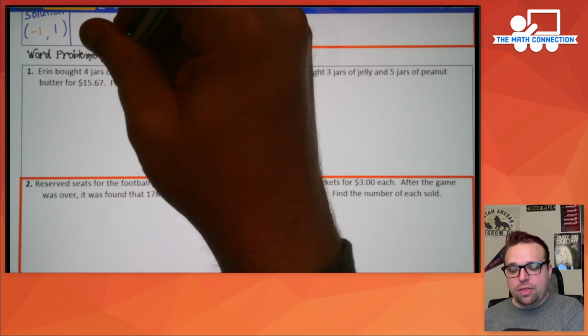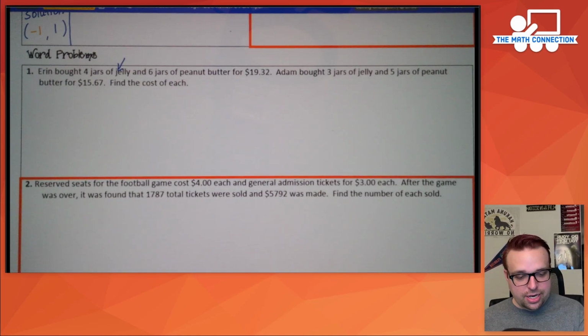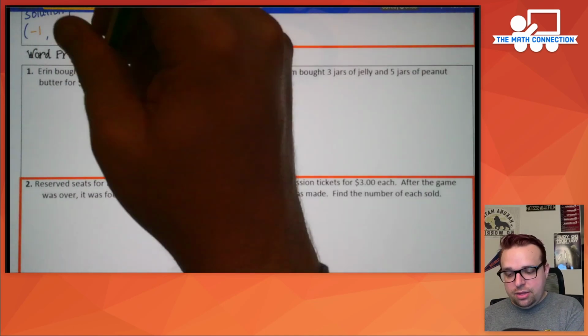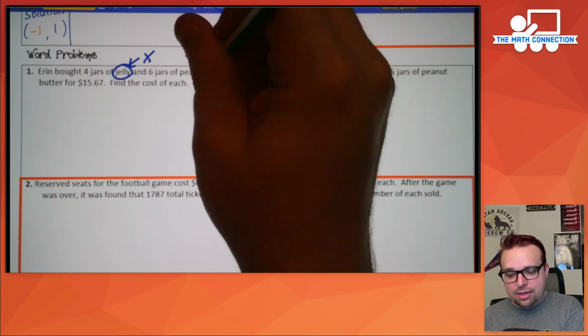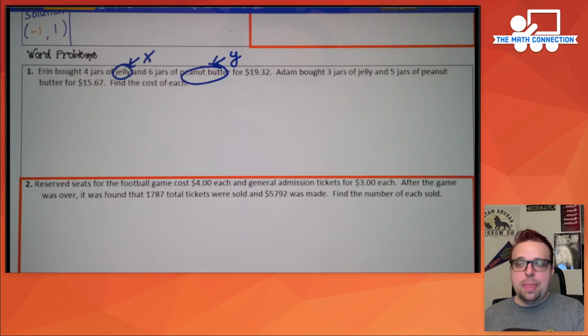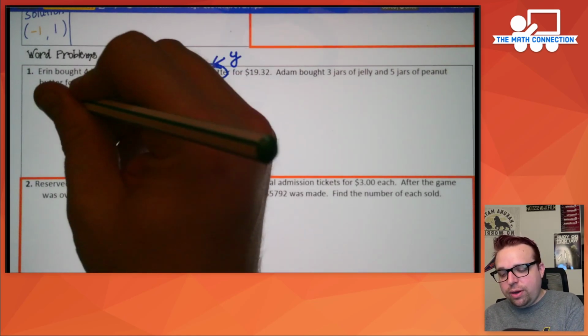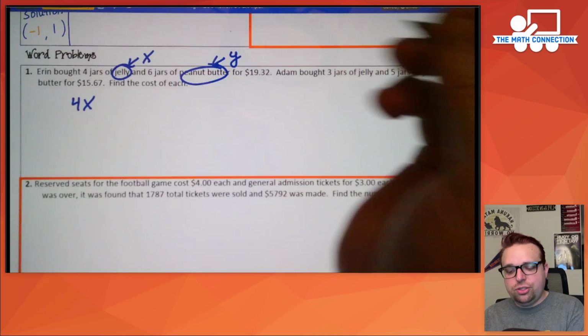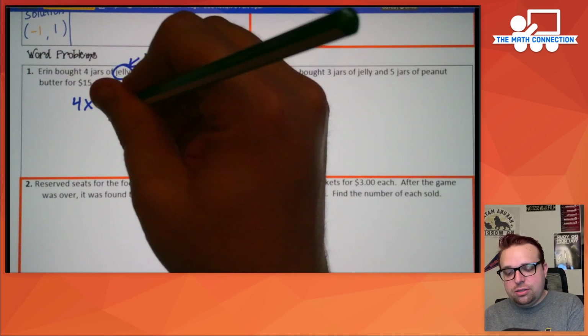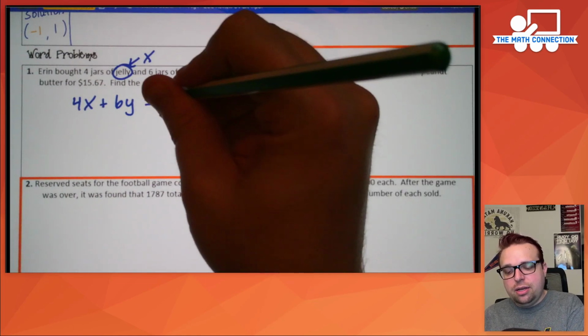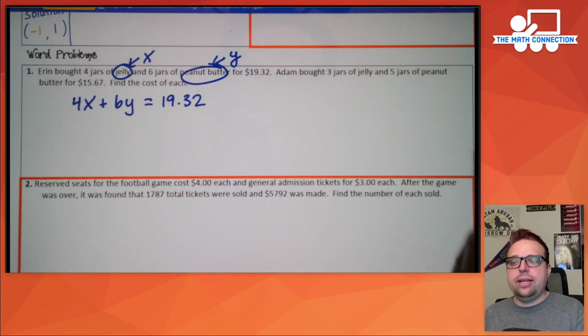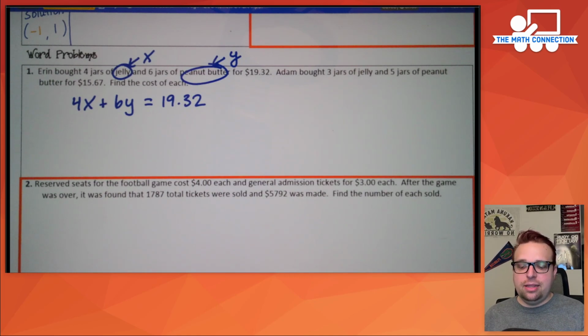So I think the number of jars of jelly, I need to make this a little bit thicker here, number 2, and do that again. The jelly is going to be X, and the peanut butter is going to be Y. And that's jars, right? So jars of jelly is X, and jars of peanut butter is Y. So Erin's equation is 4 jars of jelly and 6 jars of peanut butter, and her total was $19.32.